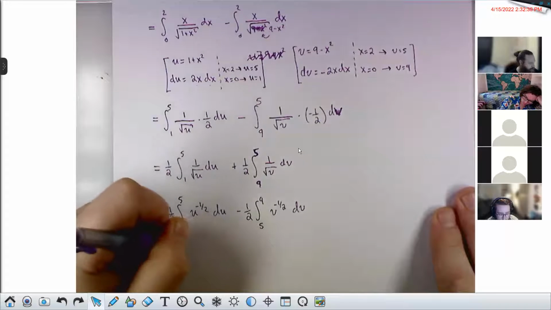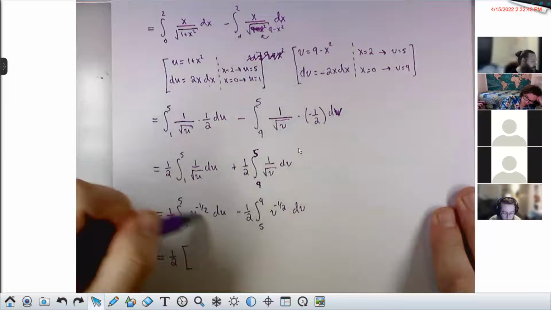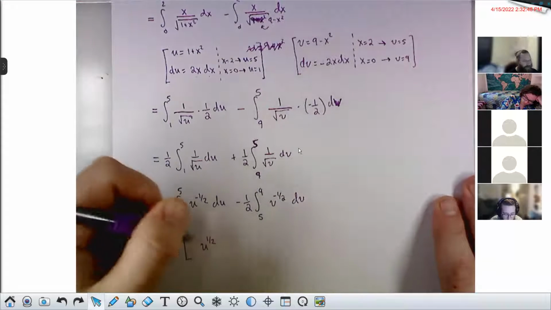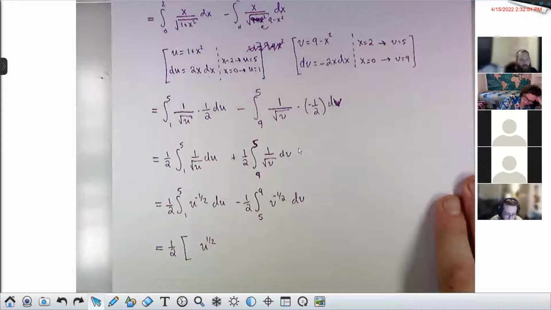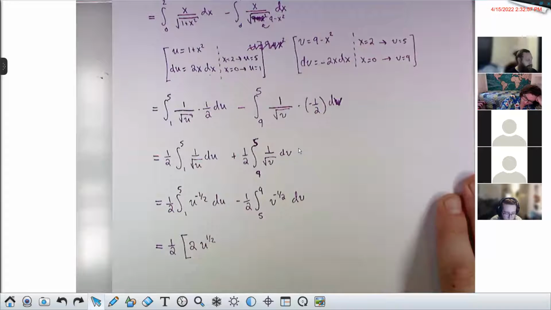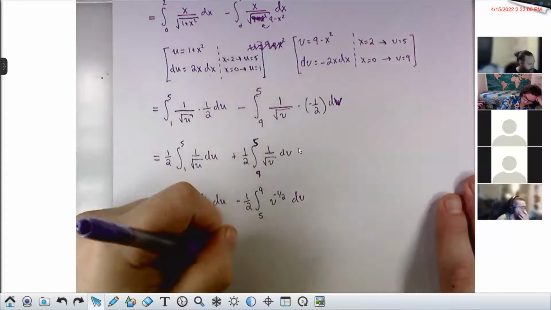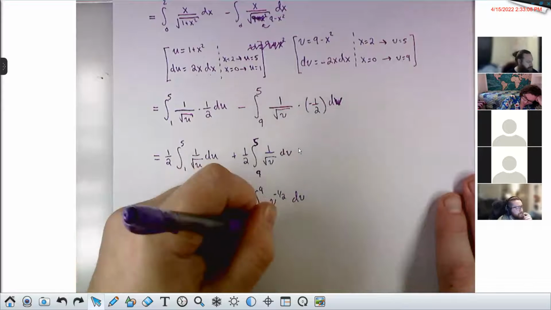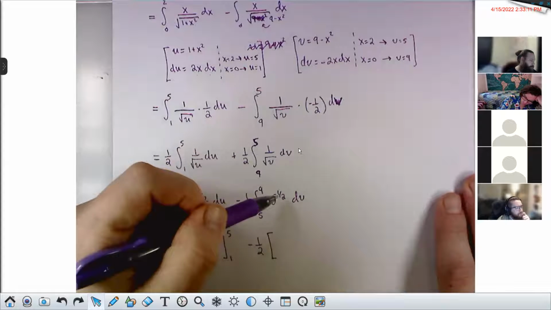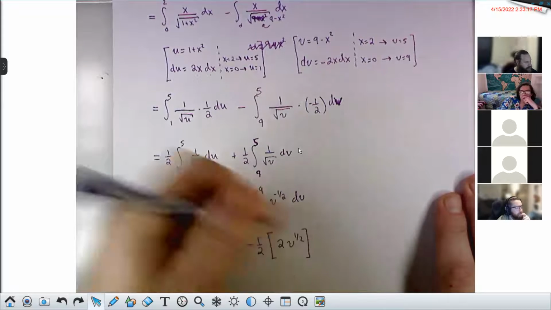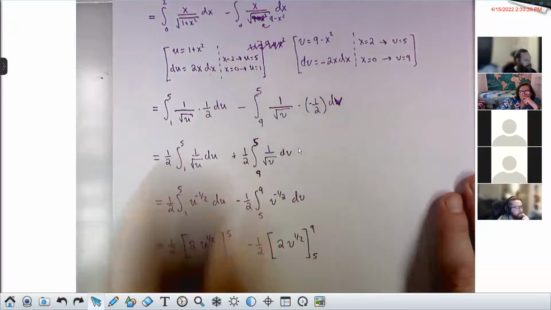Now we're ready for antiderivatives. If I add 1 to this power, negative 1/2 plus 1 is positive 1/2, so I'll have u to the positive 1/2. And I need to divide by that new power as well. Dividing by 1/2 is the same as multiplying by 2. And this piece gets evaluated from 1 to 5. And then I'll have minus 1/2, very similar stuff going on here. Add 1 to the power, you get v to the positive 1/2. Divide by 1/2 is the same as multiplying by 2. And we evaluate from 5 to 9.